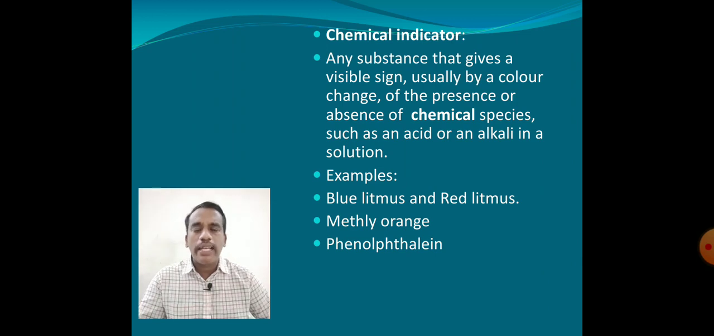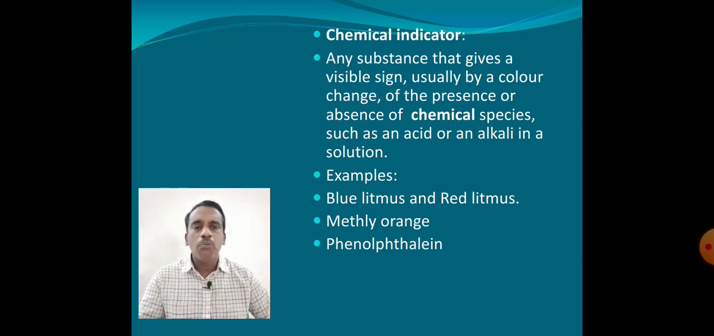It is not an acidic solution. It may be a basic solution or it may be a neutral solution. If an acidic solution is there, then only the blue litmus paper will turn into red color. So that is the meaning, usually by a change in color of the presence or absence of a chemical species. Here our chemical species are the acids or bases.